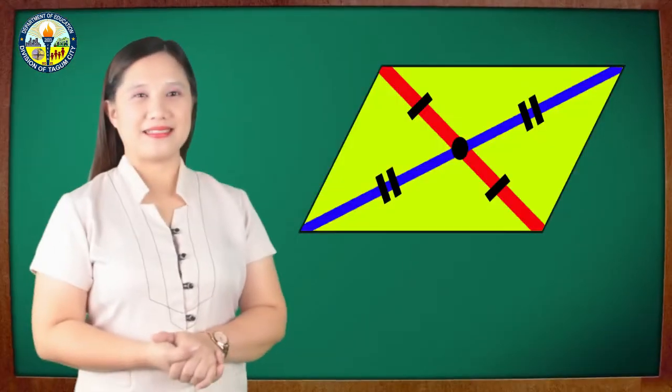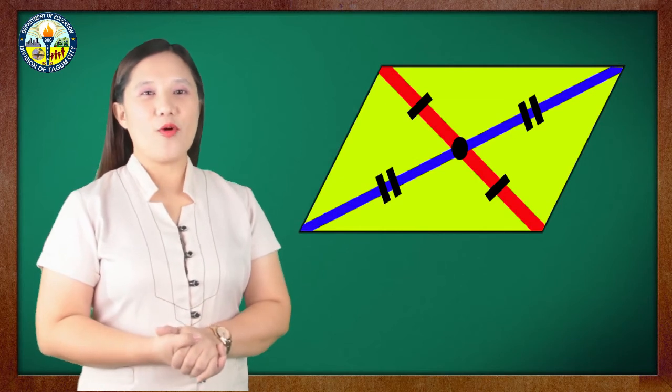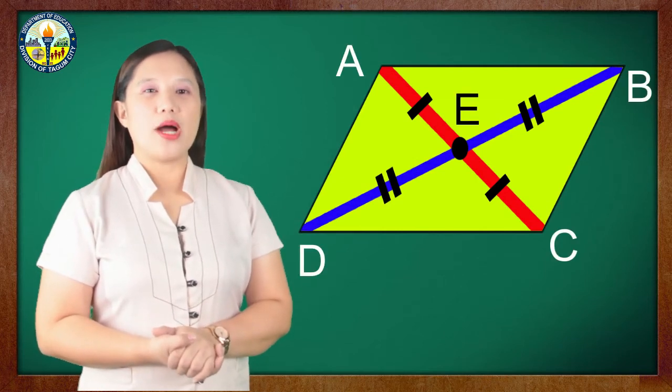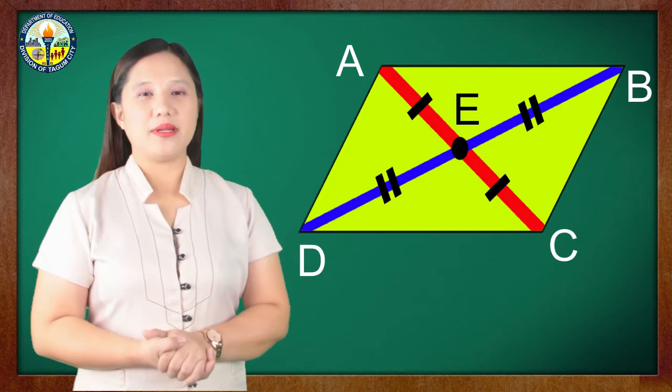Why? Correct! It is because 120 degrees plus 60 degrees is equal to 180 degrees. If the sum of the two angles is 180 degrees, then the two angles are said to be supplementary. Let us observe the fourth illustration. What property of parallelogram does it show?